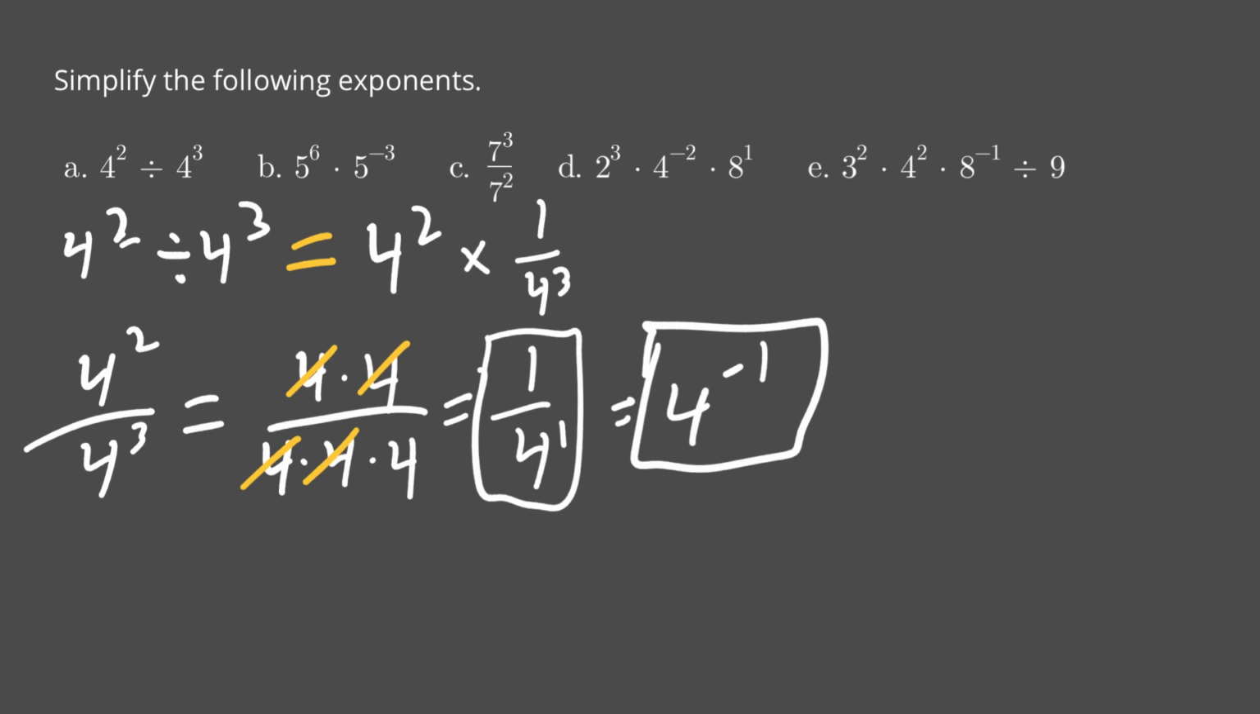Okay, let's rewrite it one more time, changing the 1 over 4 cubed into a negative exponent. So we have 4 squared times 4 to the negative 3. All of these are the same. I just showed a whole bunch of steps to get there.